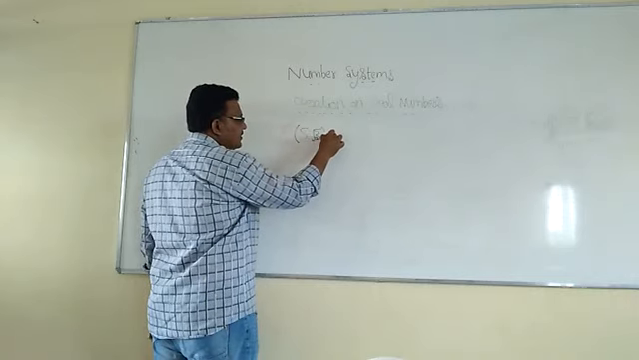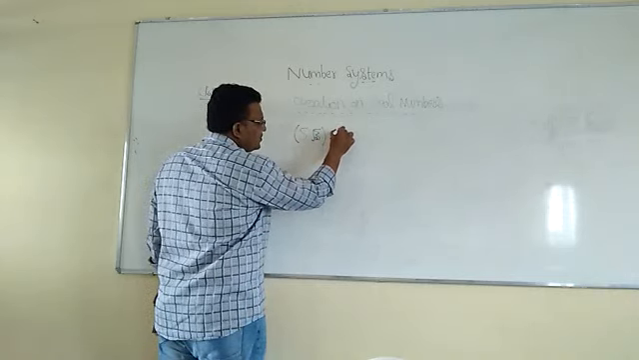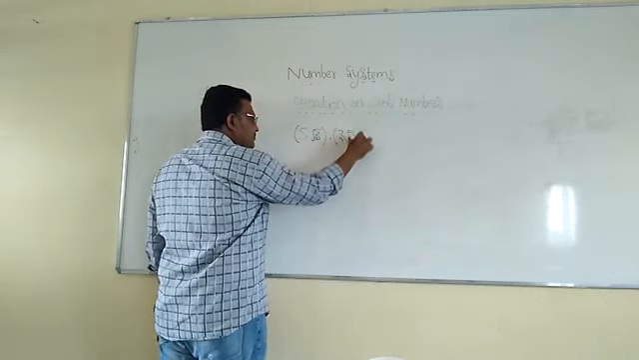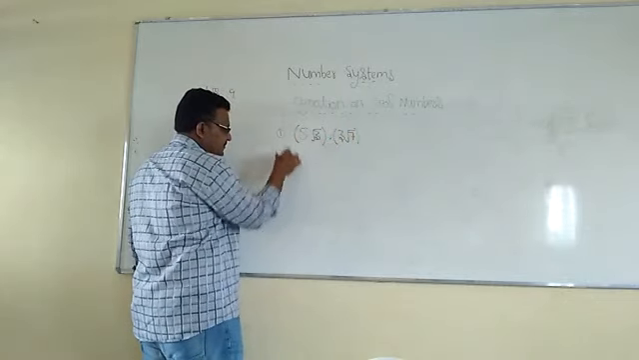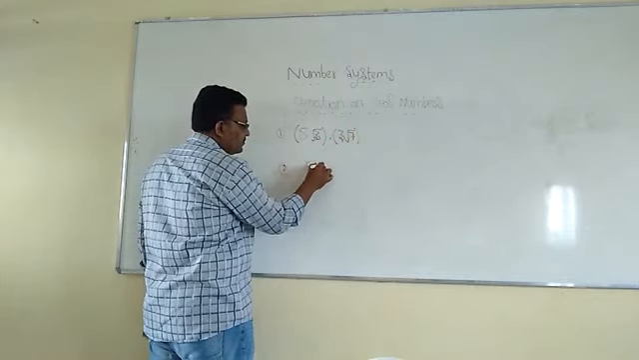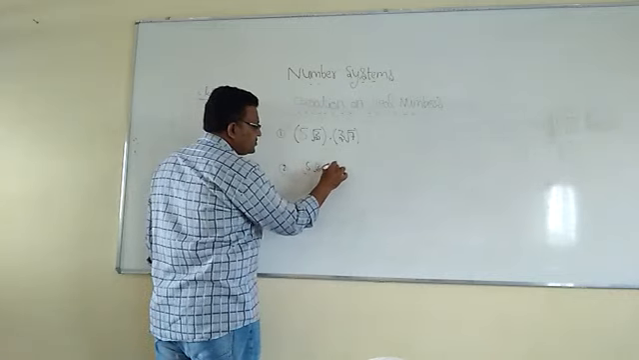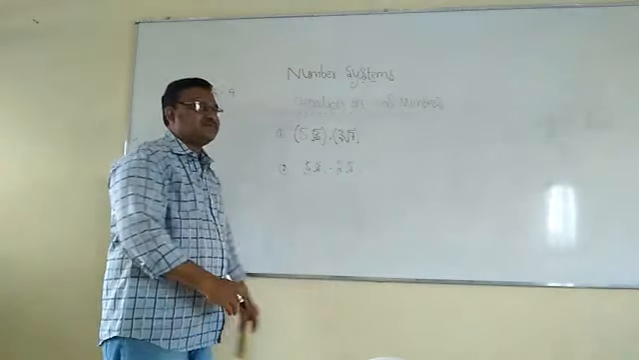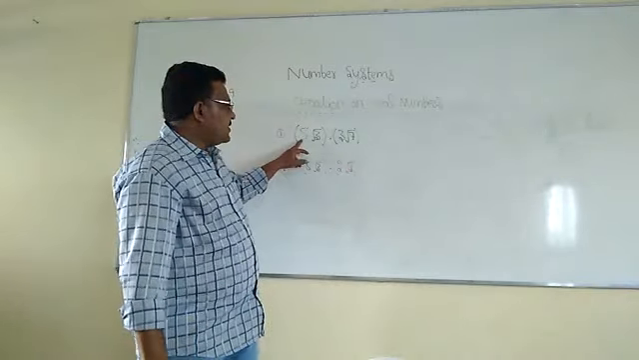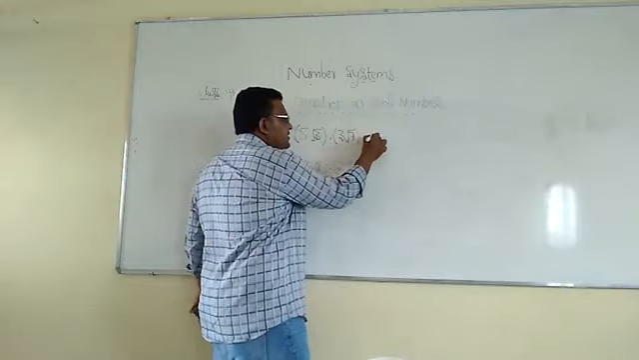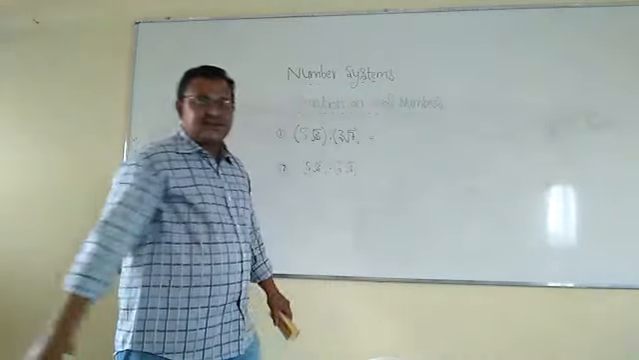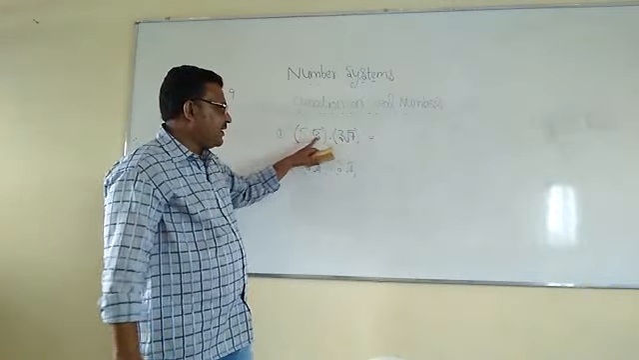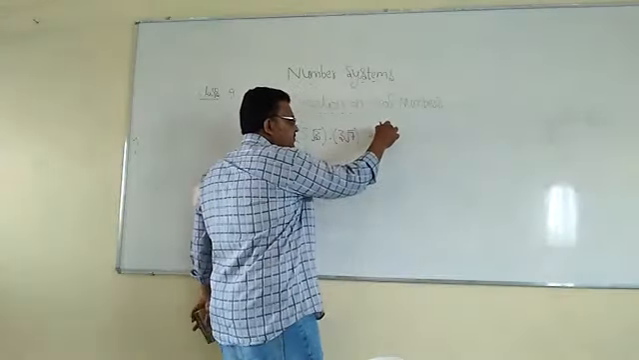Five root 3 into 3 root 7. That is one example, and one more is 5 root 3 into 2 root 3. See here, 5 is a rational number. Here 3 is a rational number. Multiply rational number with rational number. That means 5 into 3. 5 3s are 15.